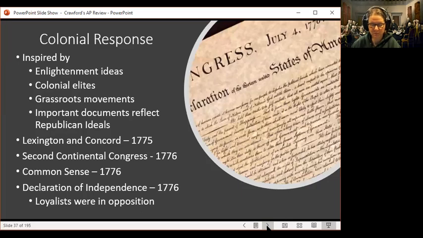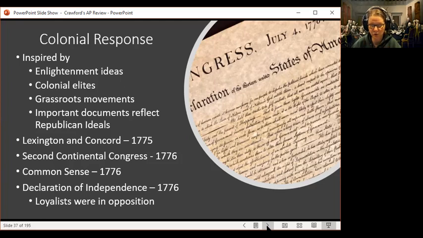So what are some of the responses during this time with the colonists? They are guided in a lot of the things that they're deciding and doing by Enlightenment thoughts. So they believe in things like natural rights, that they all have certain rights that are given by God and government can't take them away.